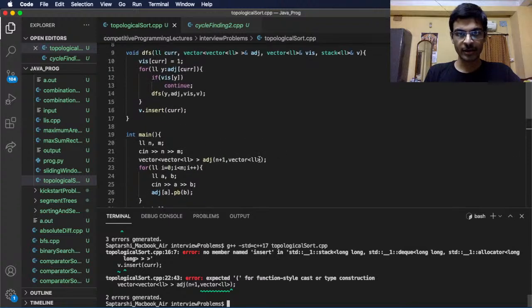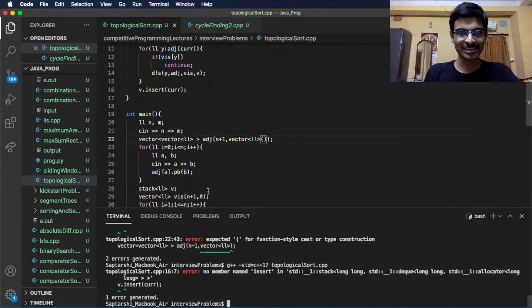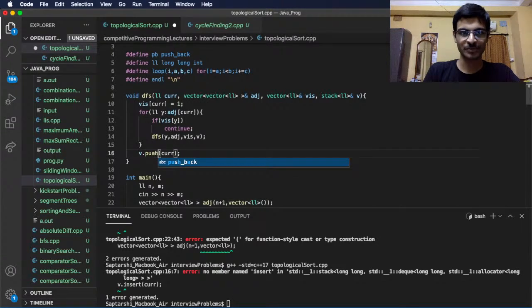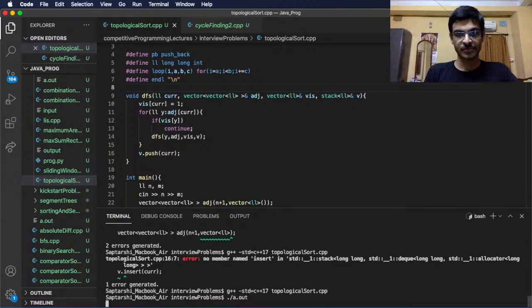Over here I think you place 2 brackets. I'm a Java coder, so please understand these things. V dot insert. What is V? This is stack, right? Okay, V dot push. Where did I write insert? Okay, this is V dot push. Yeah. Now what can we say? Dot slash out.